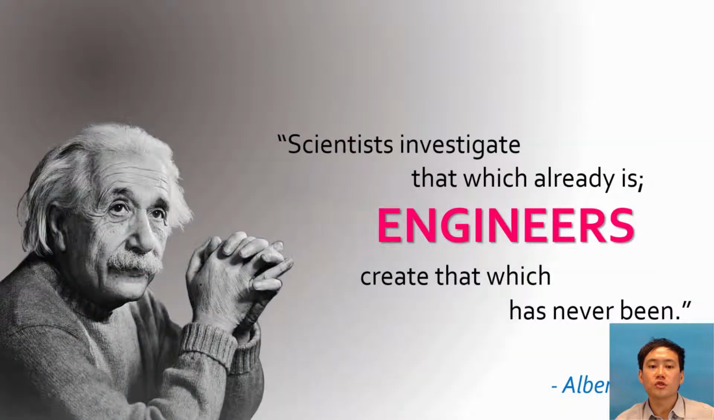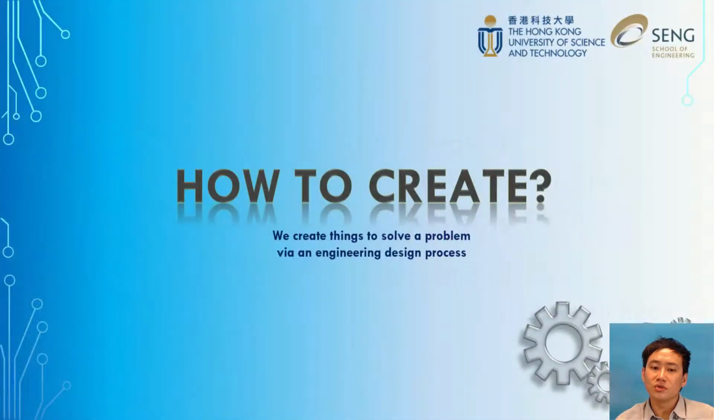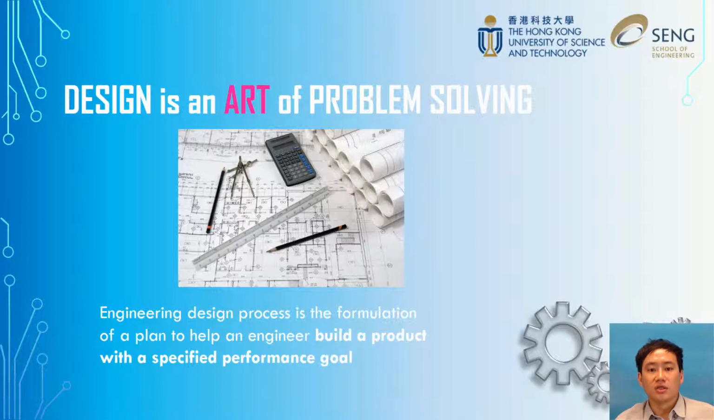So the first question is, what is the engineering design process? Einstein said that scientists investigate that which already is, while engineers create that which has never been. One of the major activity of engineers is to create things, to create solution to a problem. So how to create? We create things to solve a problem through engineering design process. And the term design here is the art of problem solving. We don't solve a problem through trial and error.